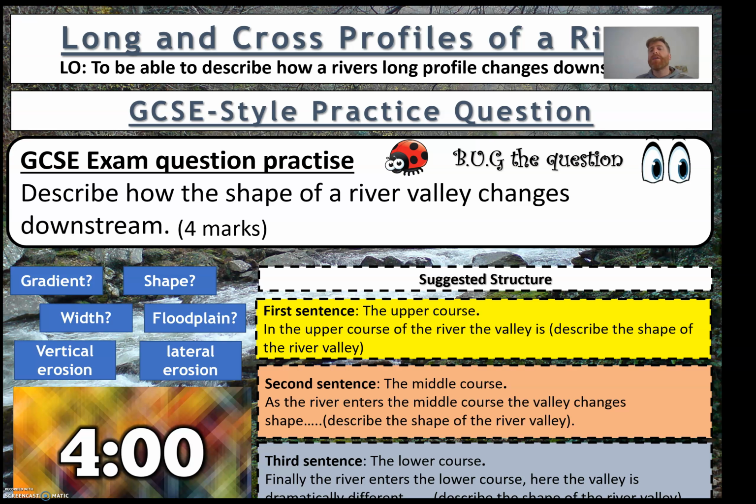It's asking you specifically about the river valley. Giving you some words here to help you. Do you want to talk about the gradient of the river valley, the shape of the river valley, the width of the river valley, the emergence of floodplains in the river valley, about where perhaps vertical erosion and lateral erosion take place? There are 4 marks available for this, and I put a suggested structure there. I'll stop talking now, and you can pause this if need be to read that suggested structure and then attempt this.